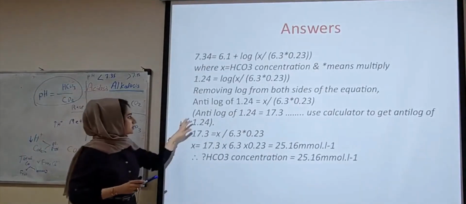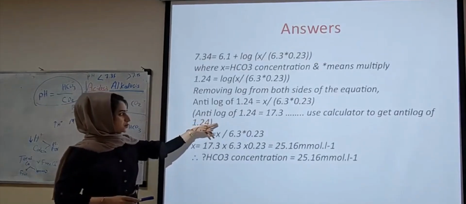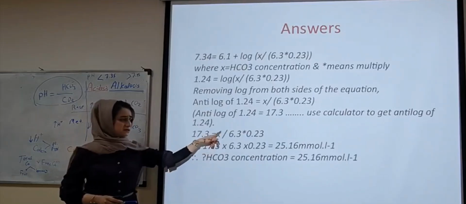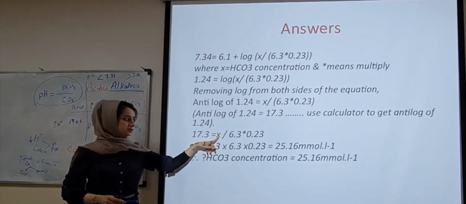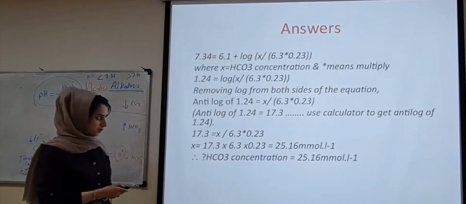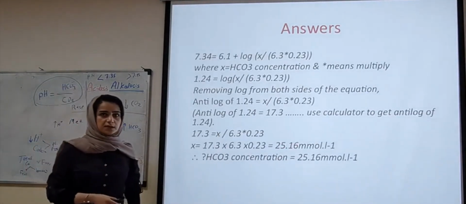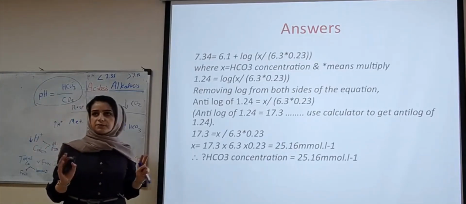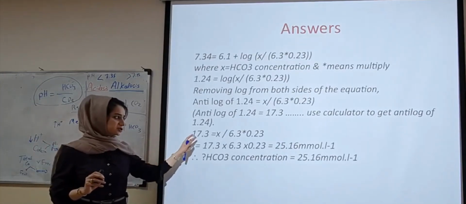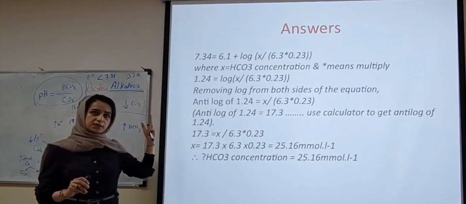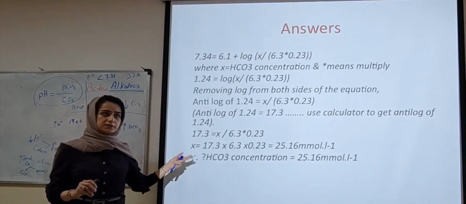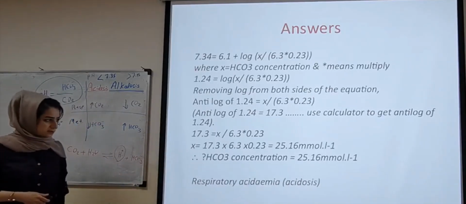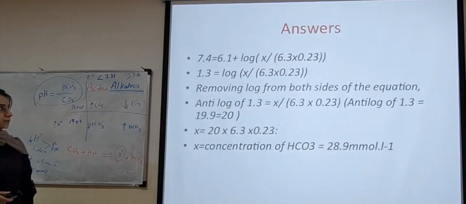Use the calculator to get the antilog and we will find x, the bicarbonate. The bicarbonate is 25.16. Is it normal or not? It is normal, so there is no compensation. Since the bicarbonate is normal, there is no compensation. CO2 increased and pH decreased, so this is respiratory acidosis with no compensation.